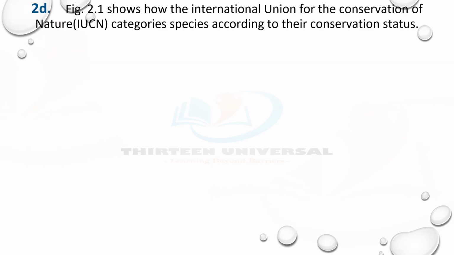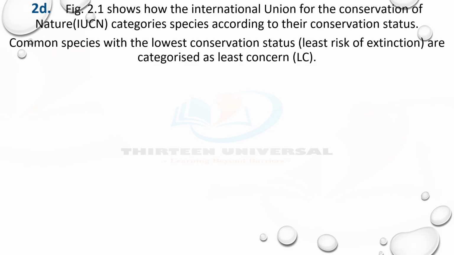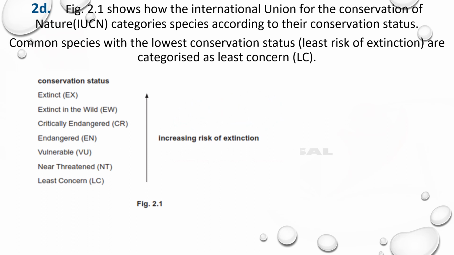Fig 2.1 shows how the International Union for Conservation of Nature categorizes species according to their conservation status. Now, common species with lowest conservation risk of extinction are categorized as least concern. So you can see this is extinct. This one says extinct in the wild. This is extinct everywhere, both in captivity and the wild. Okay, critically endangered, okay, that's increasing risk. All right, so you can see that as we go up.